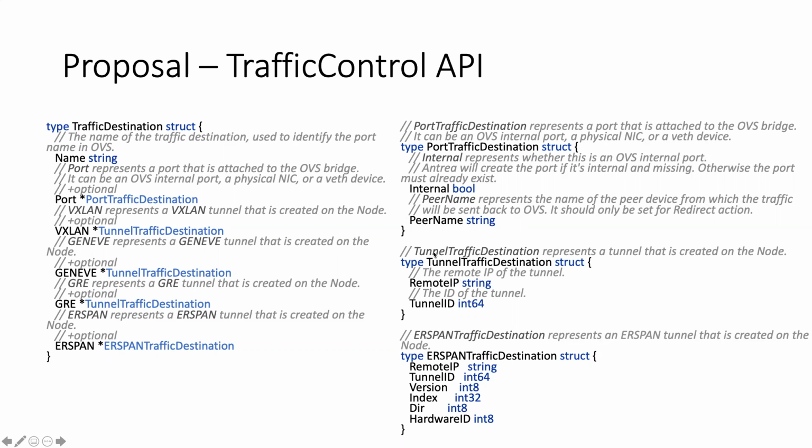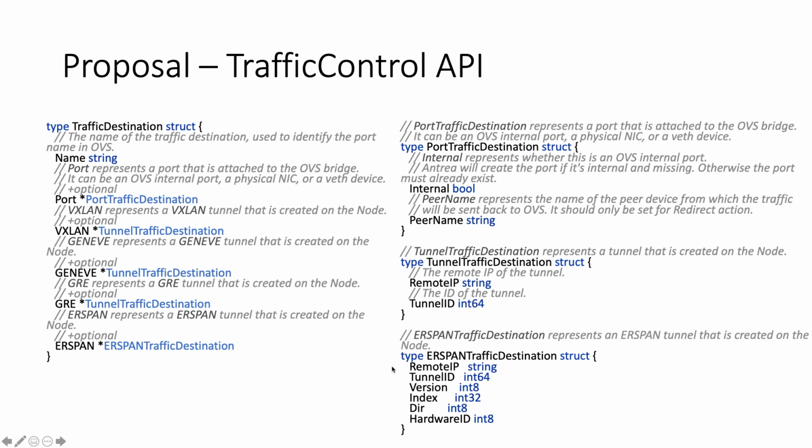And for remote network analyzers, we provide two kinds of destination. One is via the normal tunnel. So it could be VXLAN, GENEVE, and GRE, maybe even STT. And we need the user to provide the remote IP of the tunnel and the ID of the tunnel. Then we will create a tunnel device based on these attributes.